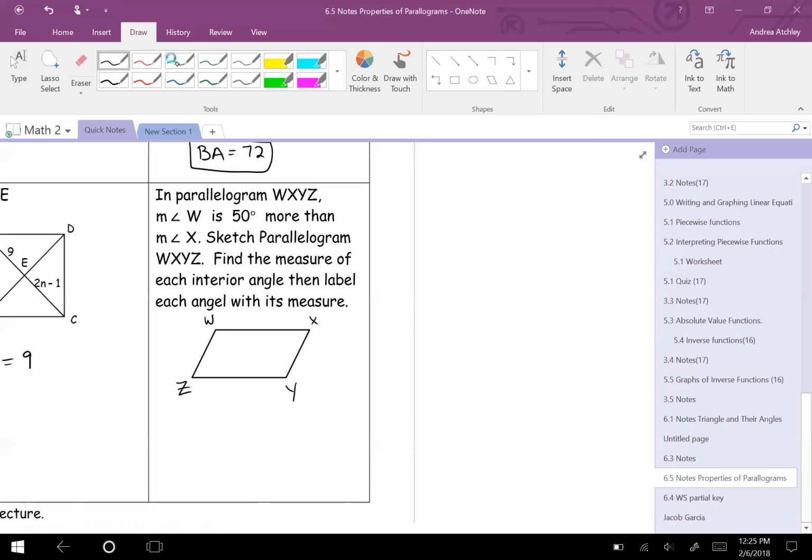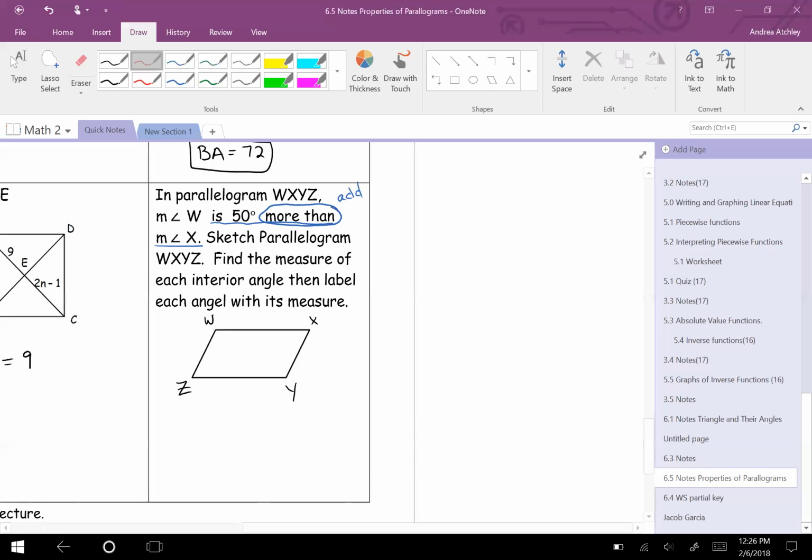Then we want to know that the measure of angle W is 50 more than X. In math, what do the words more than mean? What operation would be more than? Adding. More than means I'm adding. Less than would mean I'm subtracting. Doubling would be multiplying. Half would be dividing. Those are words and how you translate them into math.